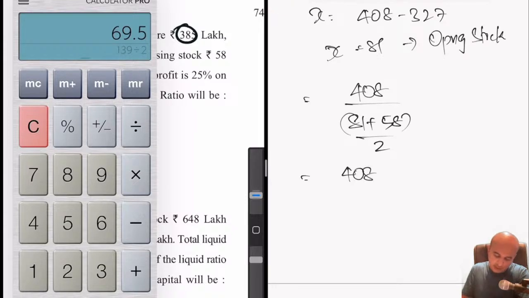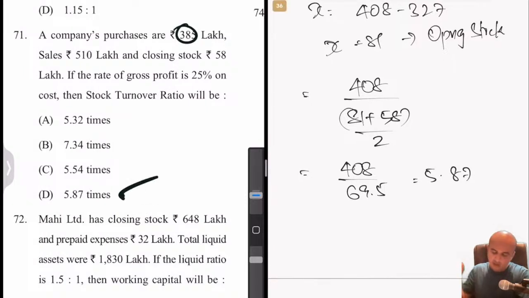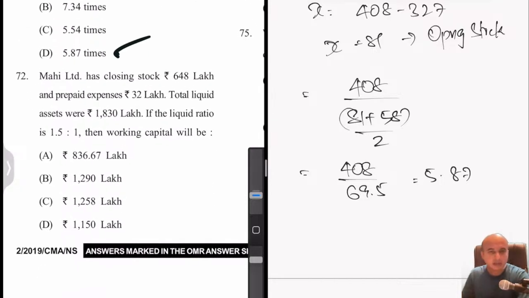So 408 by 69.5 will be 5.87 times. Do we have that as an option? Yeah, 5.87 times. So I hope that was useful. Okay, let's move on. Next.